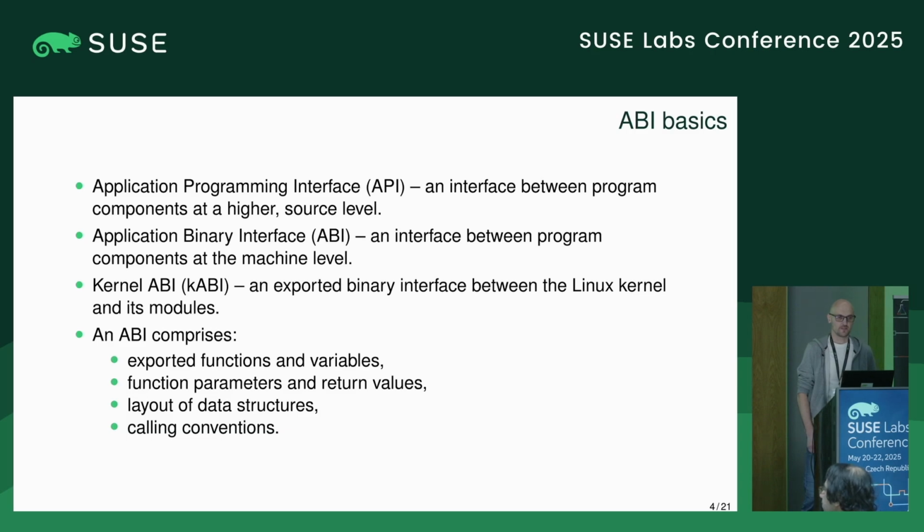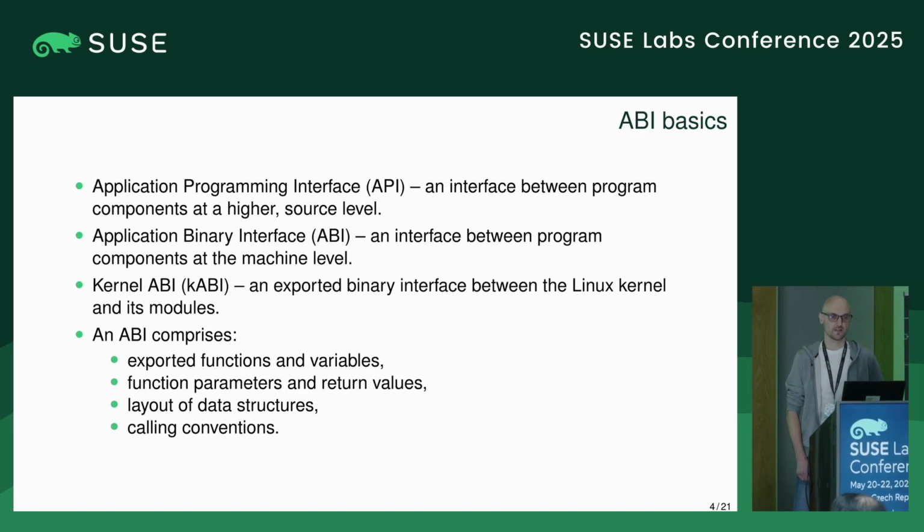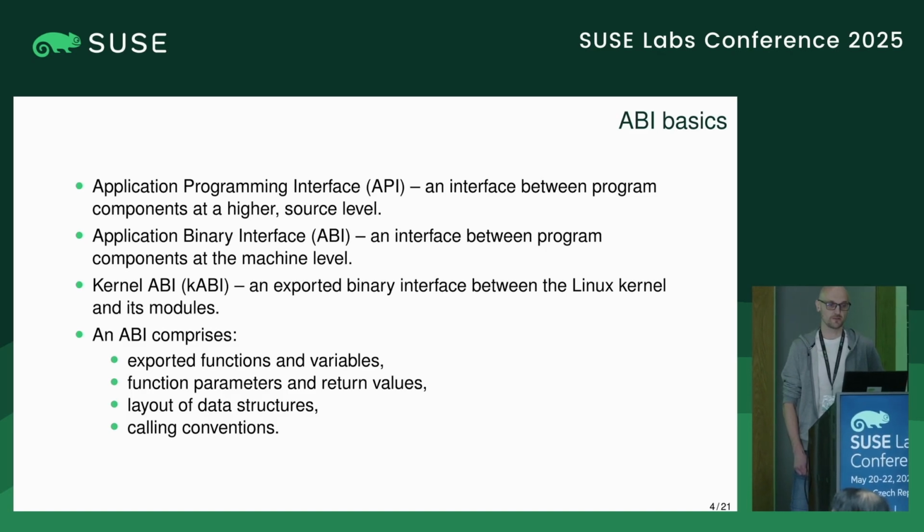So let's start with a quick introduction to what is meant by ABI and KABI. Most people here should be familiar with these terms, but it's good to make sure that everyone understands what I will be talking about. ABI stands for Application Binary Interface, and it's an interface between two binary program components. The ABI defines how functions and data structures are accessed at low level in machine code.